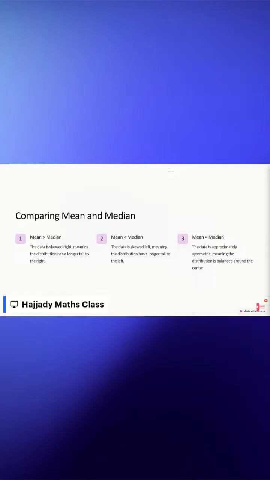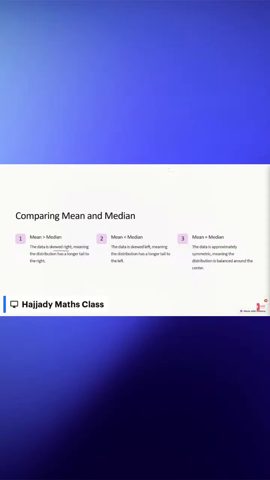And here we talk about comparing the mean and the median. This can be used to define the shape of the distribution. Anytime your mean is greater than the median, then you can confidently say that your data set is skewed to the right. In the previous class, we talked about skewness to the right, skew to the left, and symmetric. When your mean is greater than the median, then you can say that the data is skewed to the right.